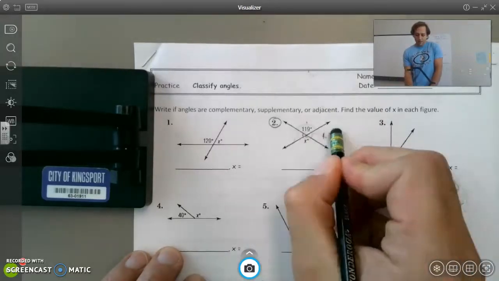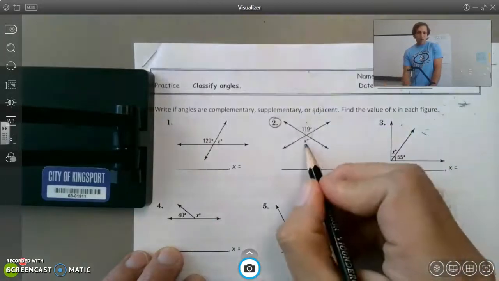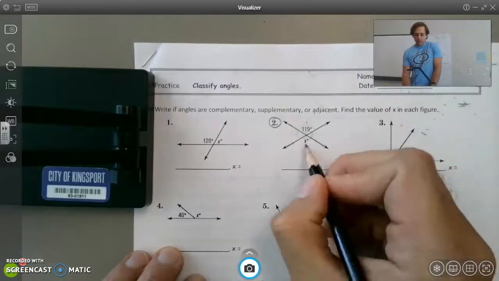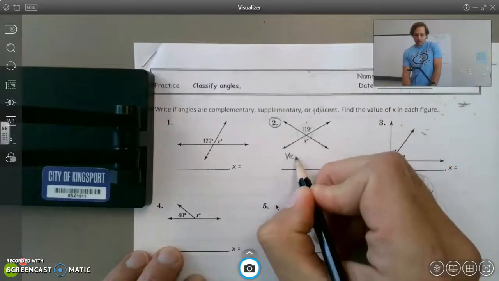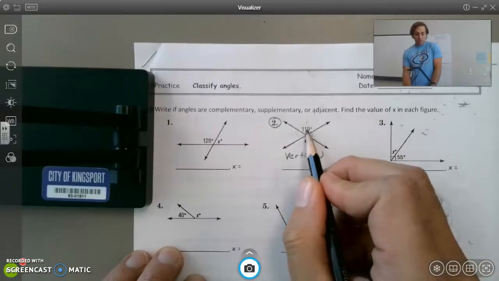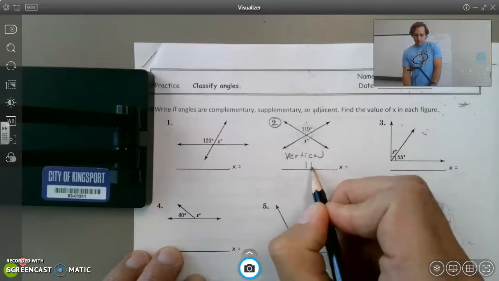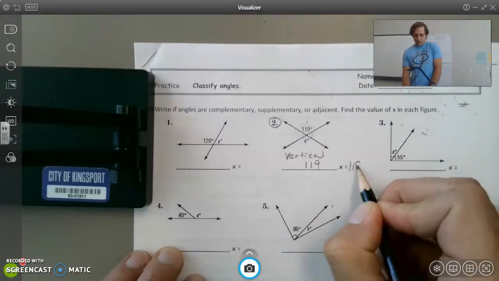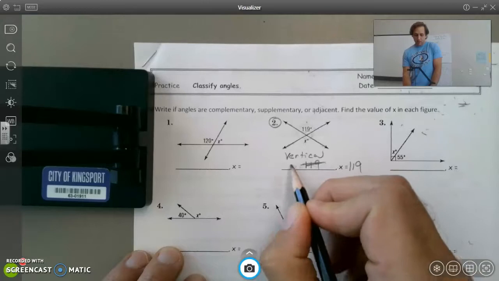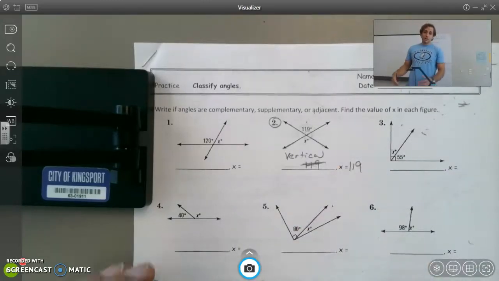So, as we explain that, we really would have no work here to find x. We would just say that these are vertical angles, and because they are vertical angles, x would have the same angle measure as the angle across from it, 119, or I guess x equals 119, and we would write vertical in this space.